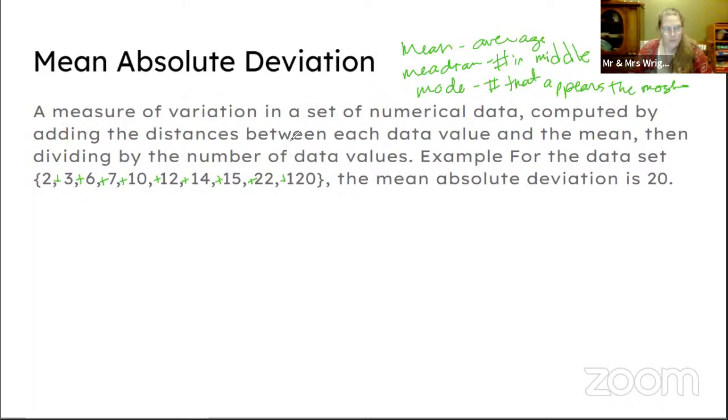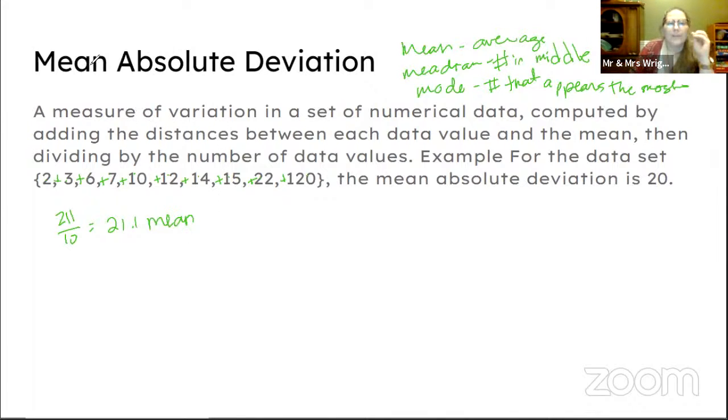All right. 2 plus 3 plus 6 plus 7 plus 10 plus 12 plus 14 plus 15 plus 22 plus 120. I got 211 divided by 1, 2, 3, 4, 5, 6, 7, 8, 9, 10 pieces of data is going to be 21.1. And I got that in my calculator. So this is what we're going to call the mean.